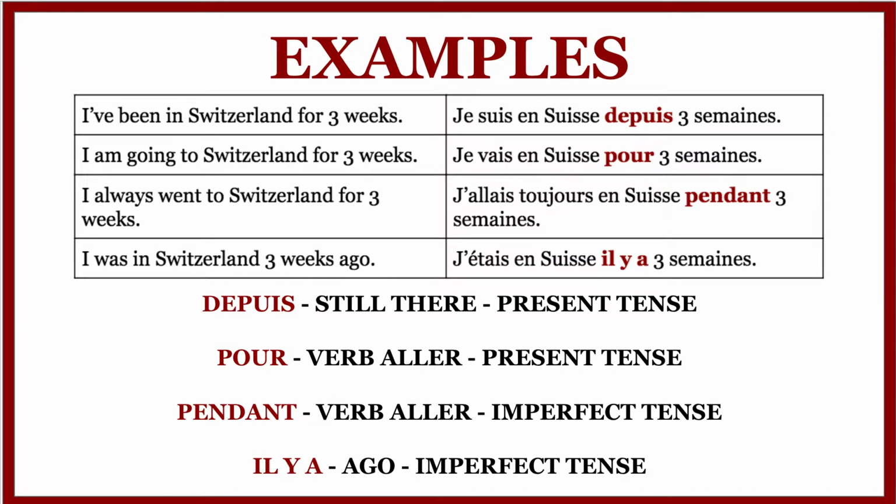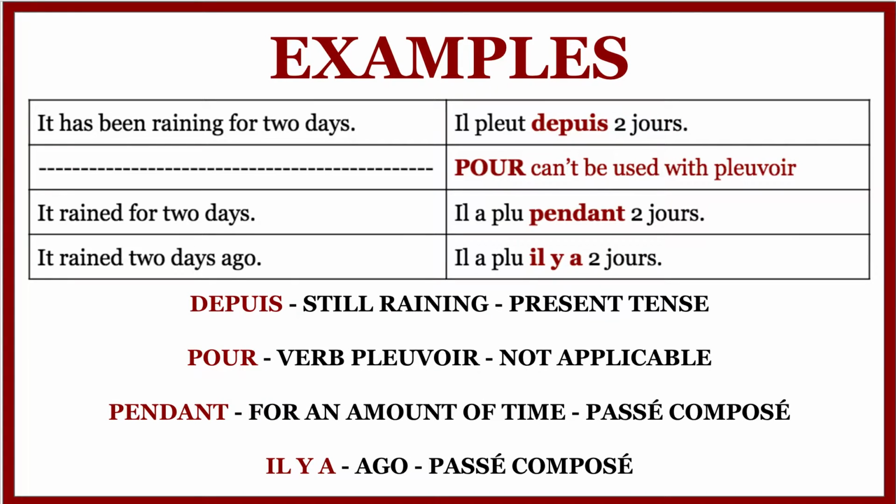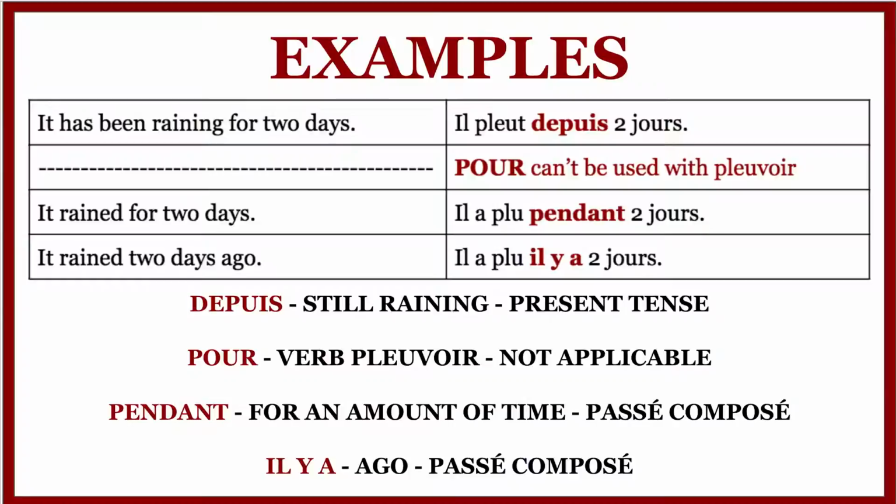Now let me give you another set of examples. It has been raining for 2 days. Il pleut depuis 2 jours. Look down at the bottom. Depuis, it is still raining. So I'm in the present tense. Now, I can't give you an example using pour. Why? Because pour can't be used with pleuvoir. Do you remember? Because there are only 2 verbs that you can use to express an amount of time with pour. And you remember what they are. Aller and partir. So that's why for this one, I don't have an example for pour.